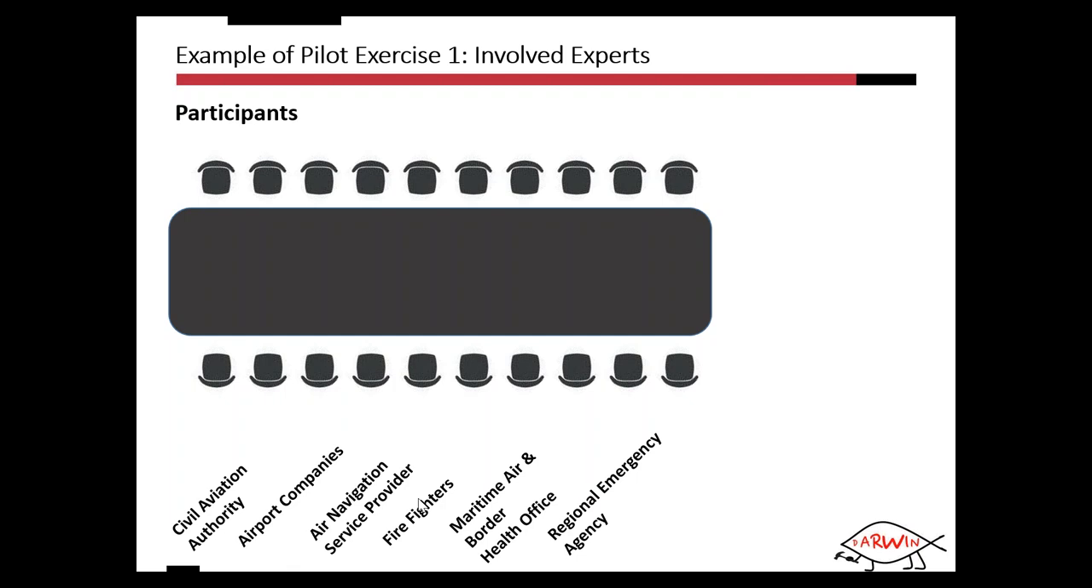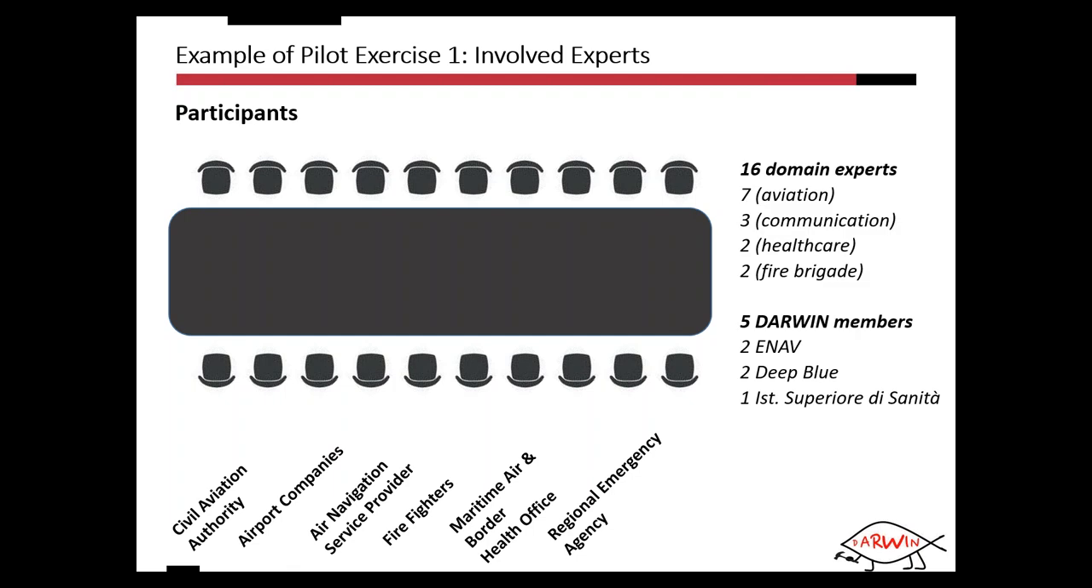The air navigation service provider, which was represented by different people of ENAV, the firefighters of the airport, the maritime, air and border health office, which is managing the situation also because there are many foreign passengers on the flight, and the regional emergency agency, so the one taking care of the ambulances and all these aspects. There were different representatives of these stakeholders.